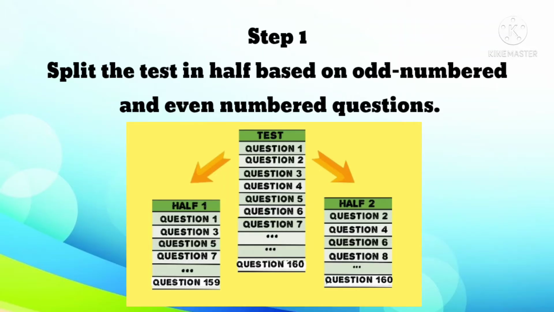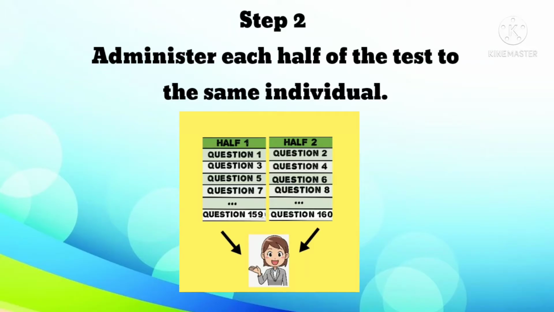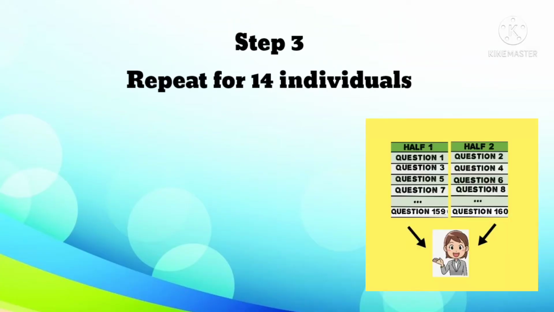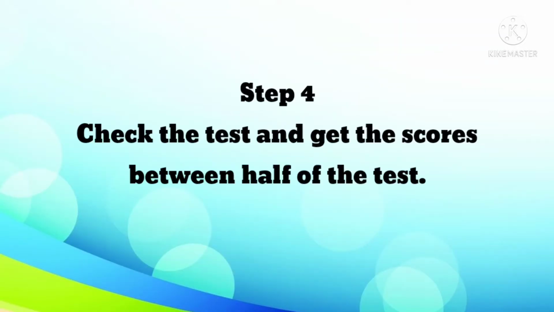Step 1. Split the test in half based on odd numbered and even numbered questions. Step 2. Administer each half of the test to the same individual. Step 3. Repeat for 14 individuals. Step 4. Check the test and get the scores between half of the test.